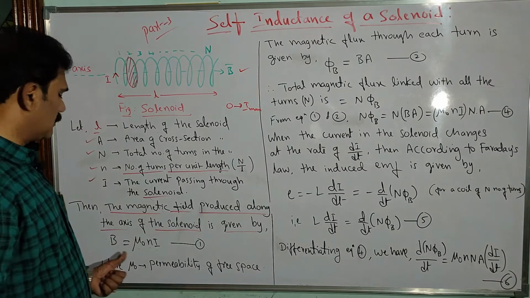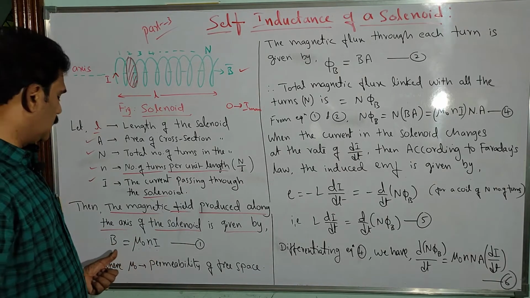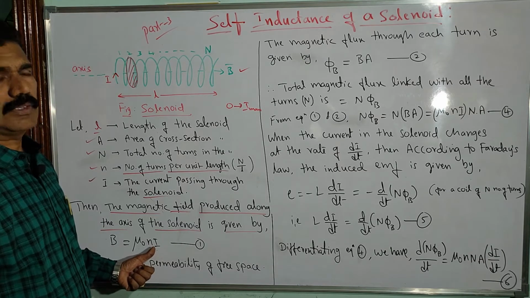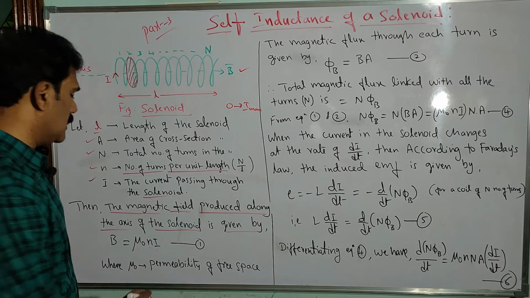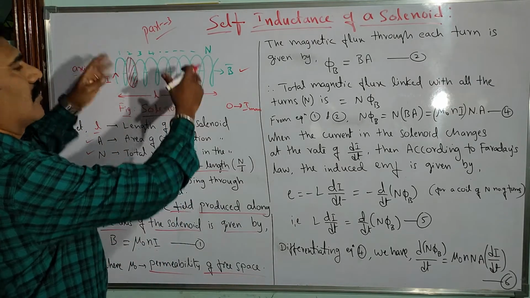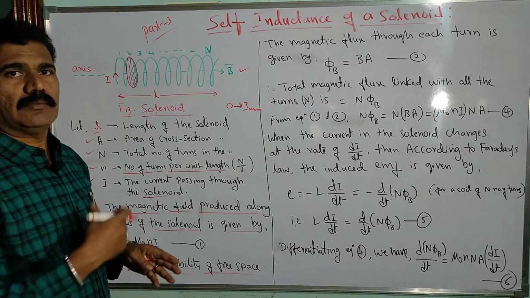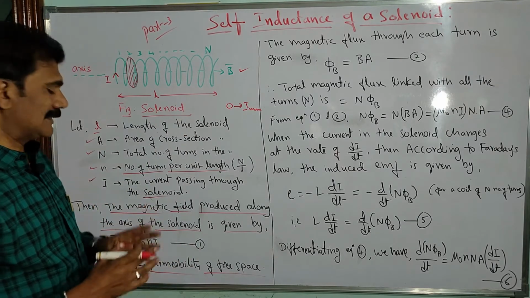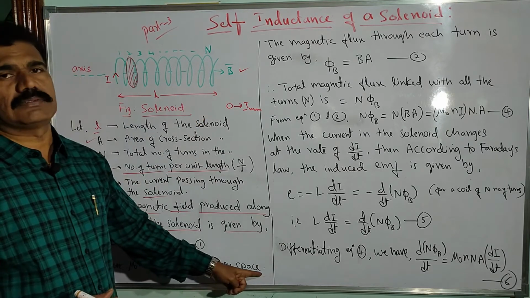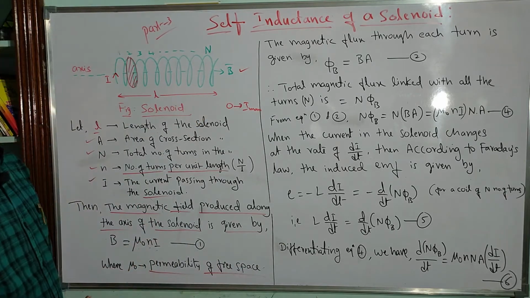So B is directly proportional to the strength of the current and also directly proportional to the number of turns per unit length. What is this mu naught? Mu naught is the permeability of free space, because you are considering the coil in an air medium or in a vacuum, so the permeability of free space can be multiplied here as mu naught.